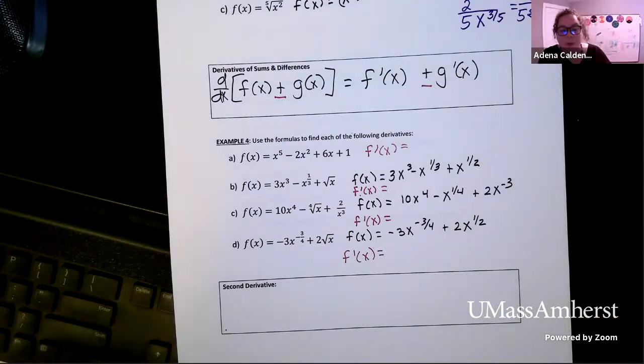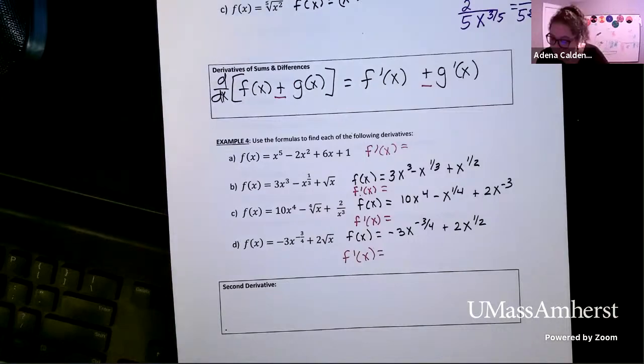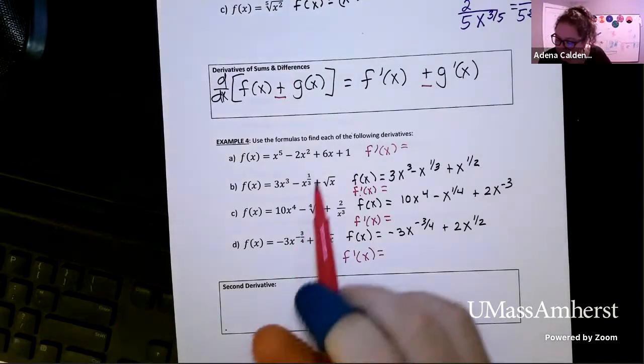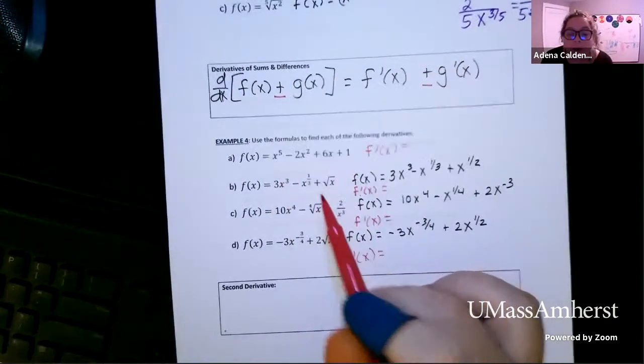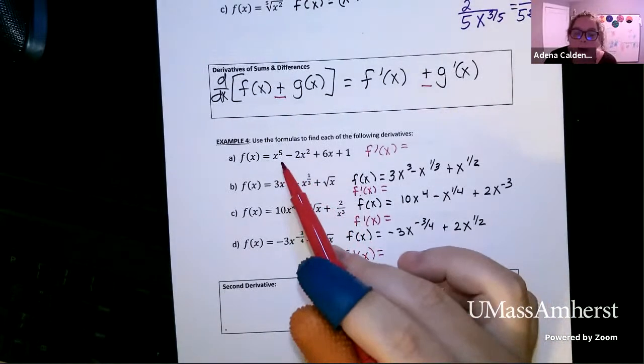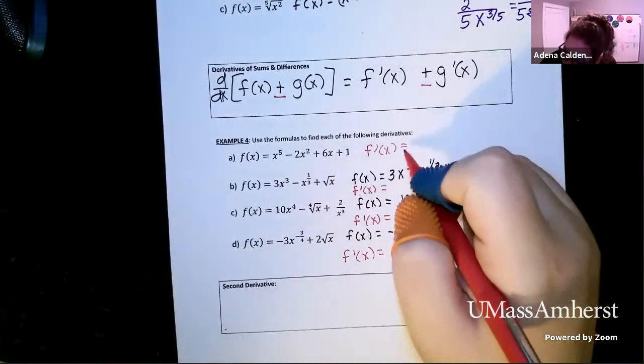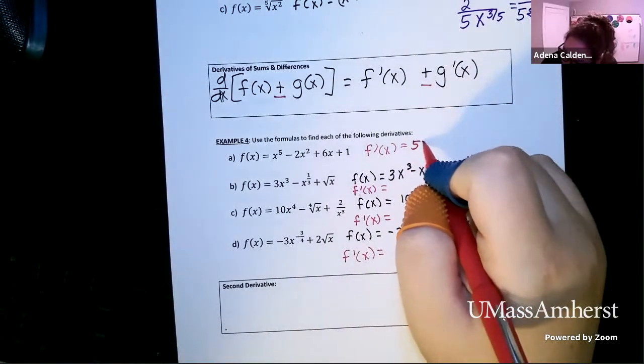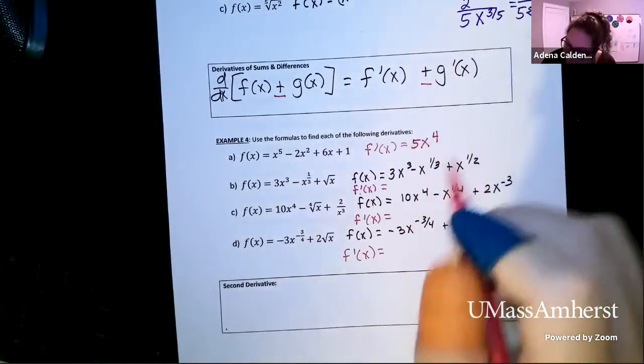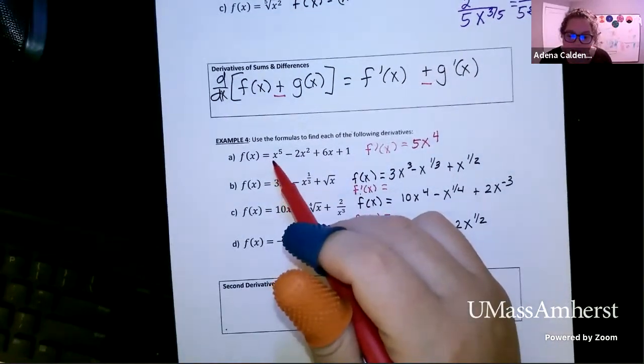All right. So for part A, we don't need to do any rewriting. There's no terms that are not already in the correct form. So we can go ahead and just do the derivative term by term. So we start with x to the fifth. The 5 comes down and we subtract 1 from the power. So we get 5x to the fourth.